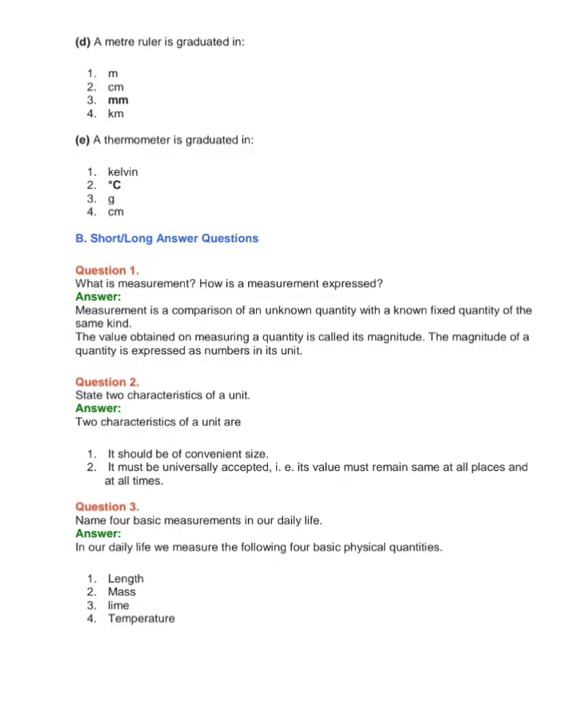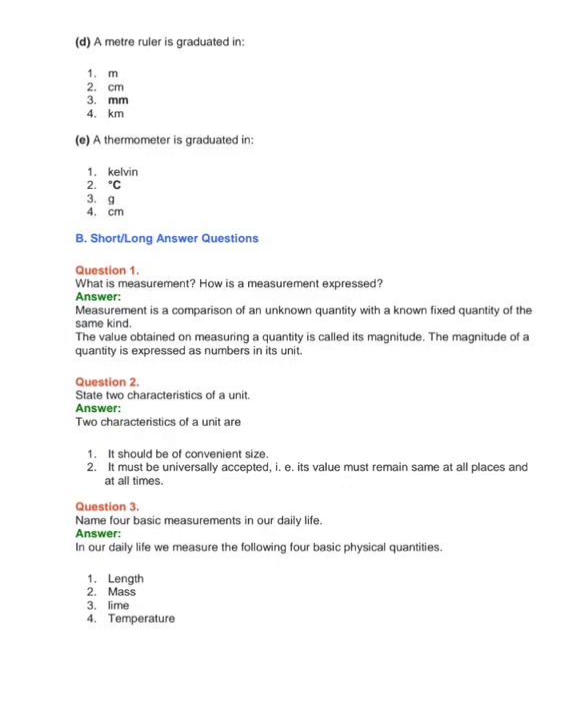Question number 1. What is measurement? How is the measurement expressed? Answer. Measurement is a comparison of an unknown quantity with a known fixed quantity of the same kind. The value obtained on measuring a quantity is called its magnitude. The magnitude of a quantity is expressed as numbers in its unit. Okay, so how they are expressed is clear to you.